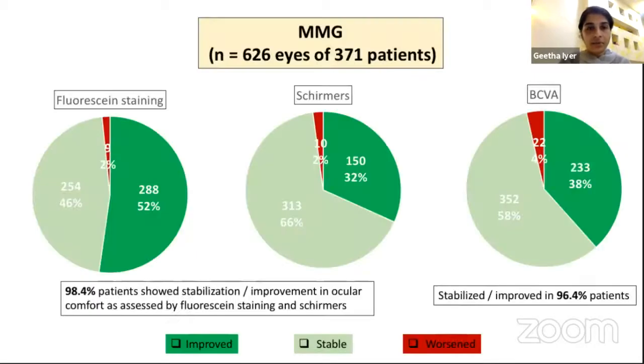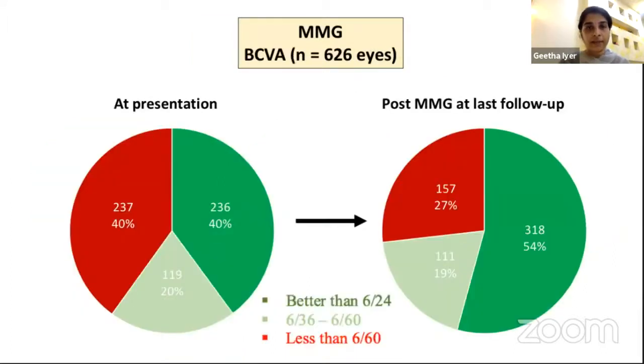Our results in brief, just to highlight what we have analyzed in 626 eyes of 371 patients. You can see that almost 98% of patients showed stabilization or improvement in the ocular comfort as assessed by fluorescein staining and Schirmer's, and the vision stabilized or improved in almost 96% of these eyes. You can also see a significant shift in the best corrected visual acuity in these eyes to better than 6/24 or 6/60 at last follow-up following mucous membrane grafting in these eyes.